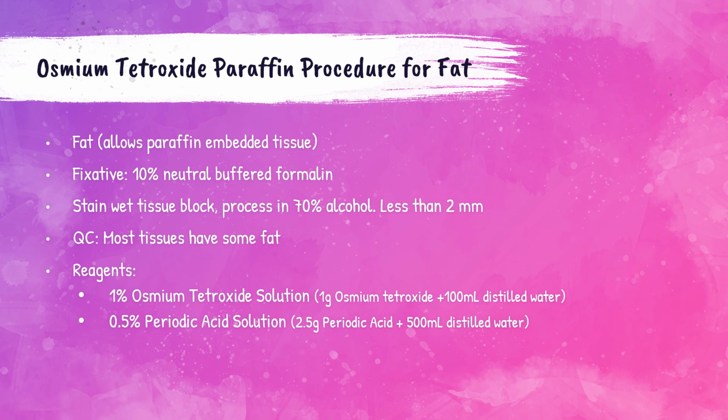It's imperative that the tissue not be thicker than 2 millimeters or the osmium will be unable to penetrate into the tissue. Most tissues have fat present, so no external quality control tissue is indicated here. The reagents needed for this technique are 1% osmium tetroxide solution and 0.5% periodic acid solution.